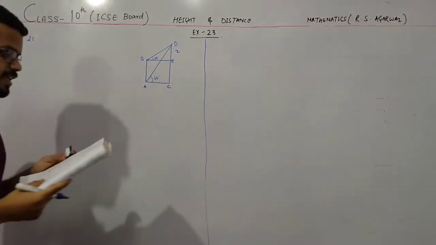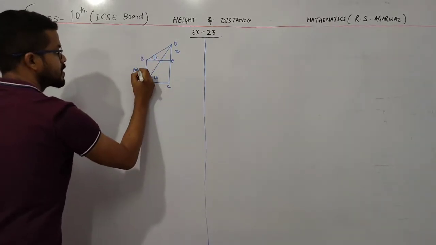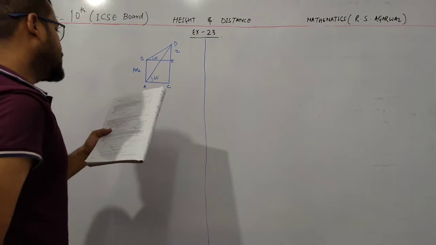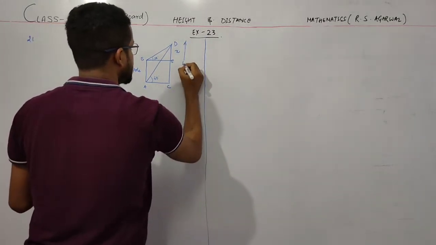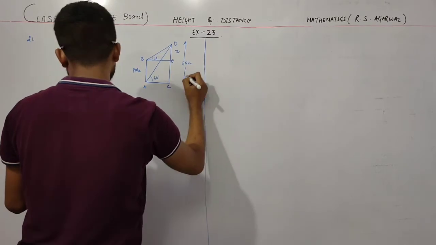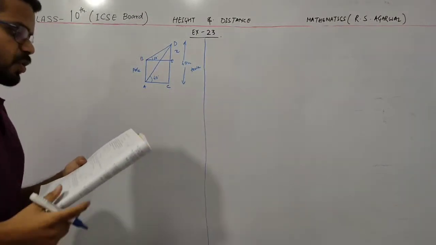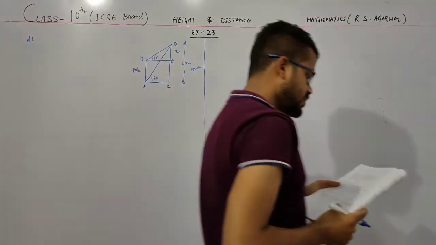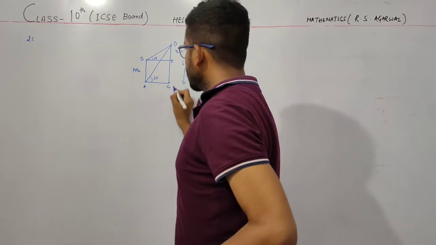Okay. In the given figure, AB represents a pole. This is the pole. And CD represents a tower whose height is 60 meter. Both of which are standing on the same horizontal plane. Both are standing on the same horizontal plane.